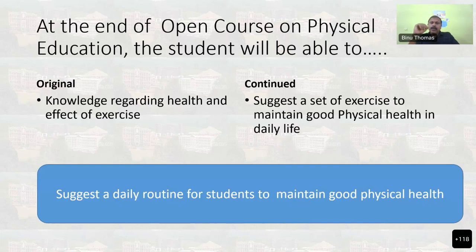He is able to suggest something, a set of exercises to maintain. So depending on the person, the student will be able to suggest a set of exercises so that he can maintain good physical health. So the question which may be asked for assessment is: suggest a daily routine for students to maintain good physical health. If the student is able to suggest this, he has attained the outcome. It is measurable, but it is far different from having the knowledge regarding health and the effect of exercise.